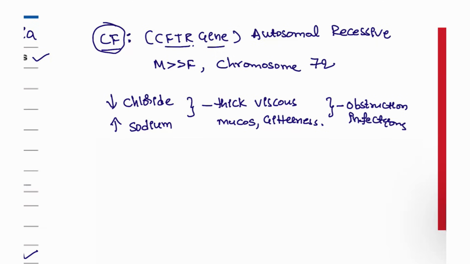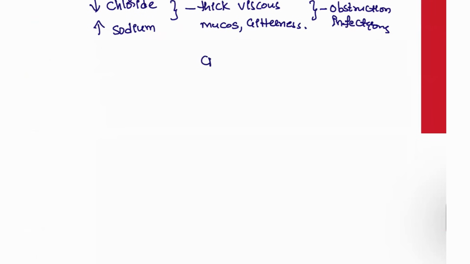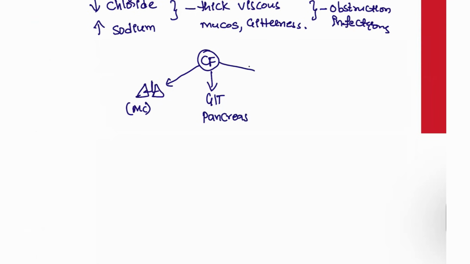Does cystic fibrosis affect only one organ? It will involve multiple organs. The first and most common will be the lungs, followed by the GIT and pancreas. It also involves the endocrine system. The pancreatic islets will be damaged, and infertility is also seen in these patients.